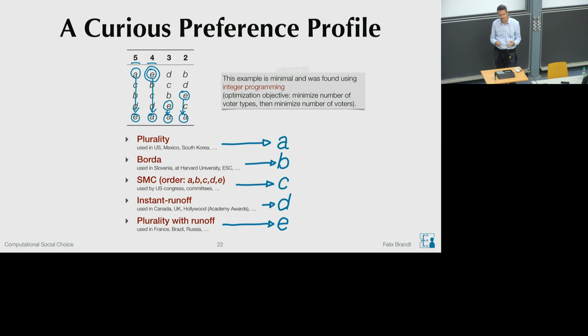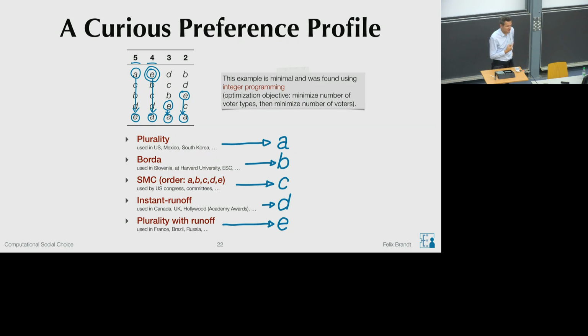And it turned out that many of these things can be constructed very efficiently using computers. Like this example, for instance, I think the integer programming just took 1 or 2 seconds to solve. And the constraints that we had is we wanted to have the smallest number of voter types, and of course 5 different winners. So it's even possible to find this.